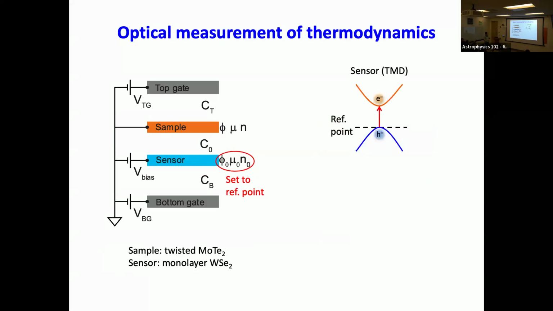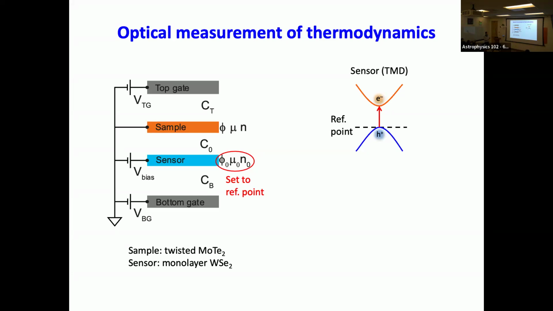Our sample is twisted molybdenum ditelluride here, and the sensor is a monolayer of tungsten diselenide. Both are TMD semiconductors. This is the sensor, and this is the band structure. And you can think that a natural reference point for a semiconductor is to move your Fermi energy to one of the band maximum or minimum, right?